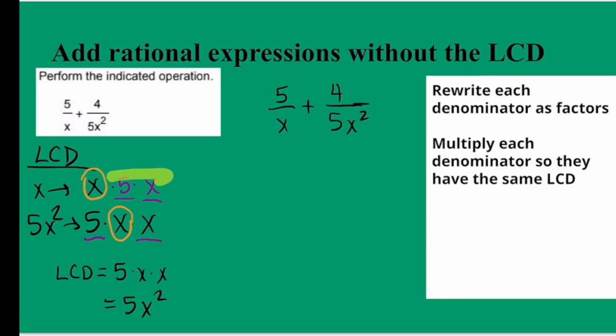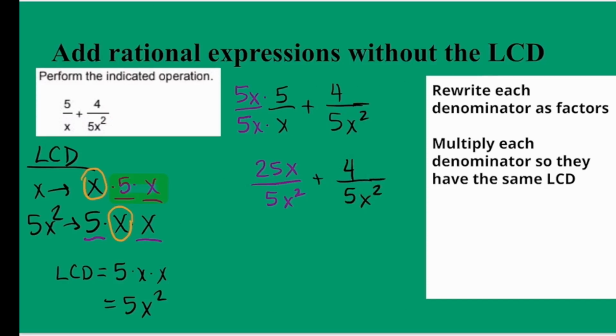Our first fraction, however, has to be multiplied by that 5 and that x in order for this to work. So I'm going to multiply 5x in the denominator. I also have to take that 5x and multiply it in the numerator because what we do on the bottom, we also do on top. We're multiplying by 1. So we're left with 25x in our numerator, and our denominator is 5x squared. That's perfect. That's exactly what we wanted. Both denominators are now 5x squared.